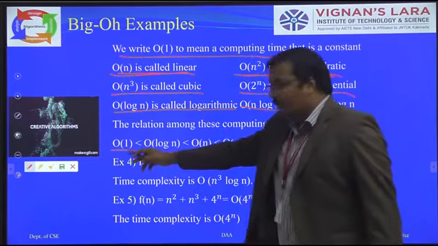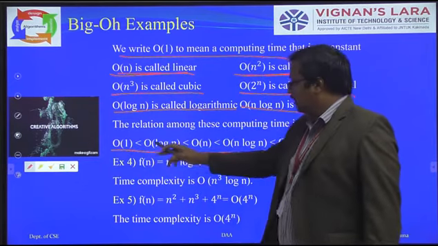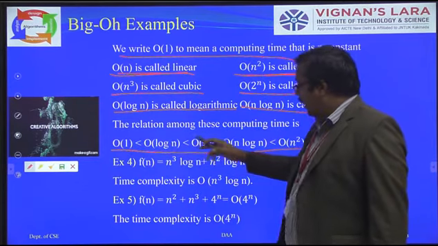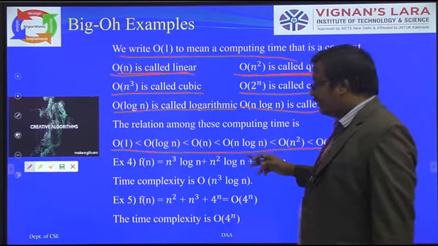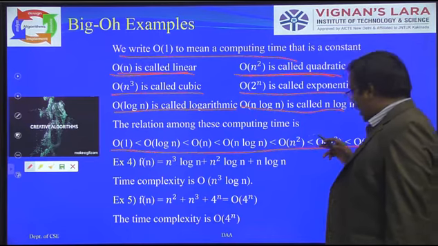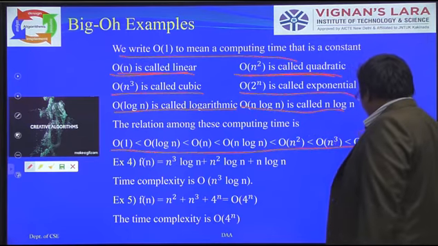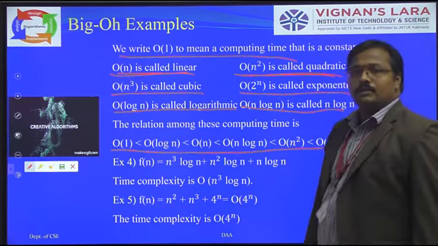So the first, big O of 1 is the smallest. After that, big O of log n. After that, big O of n. After that, big O of n log n. After that, big O of n square. After that, big O of n cube. The largest one is big O of 2 power n.